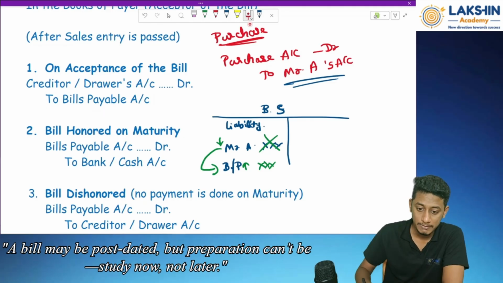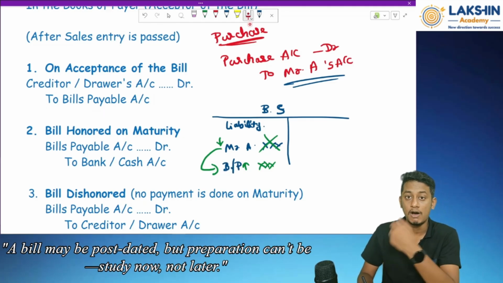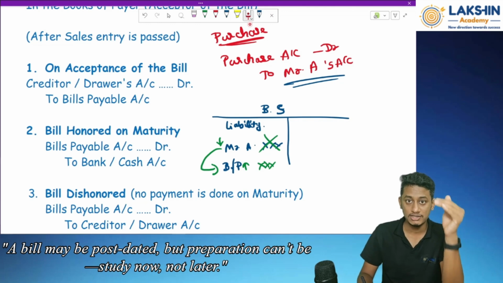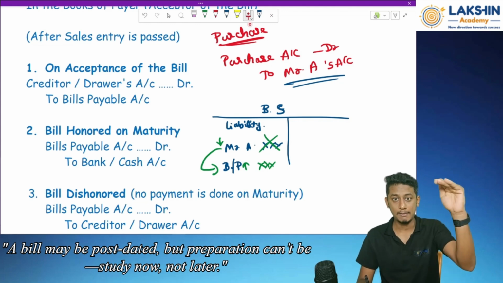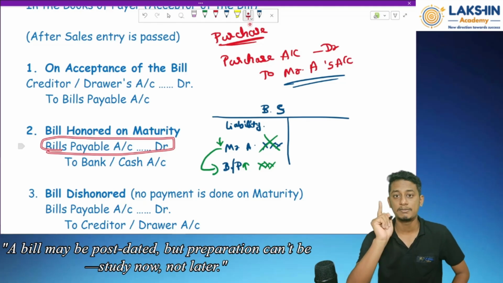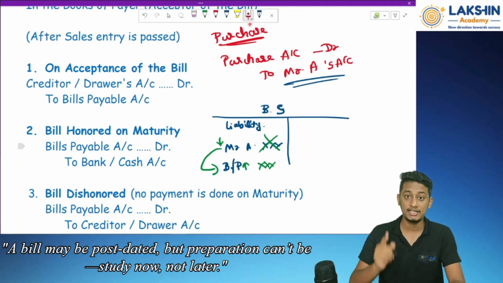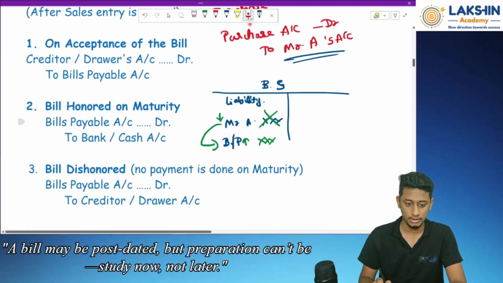So now the bill is no longer valid. I am going to cancel the bill from the liability side. Now how do we cancel a bill? Whatever value was there is being reduced to 0. Whenever a liability reduces, I will debit the account. I have debited the bills payable account. This is how we pass the honoring entry in the case of the drawee.